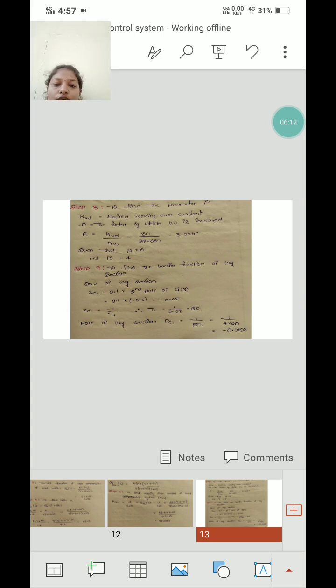Next step 9. To find the transfer function of the lag section, the zero of the lag section, Zc1, is equal to 0.1 into the second pole of G(s), which is 0.1 into minus 0.5. Then we get minus 0.05. Zc1 is equal to minus 1 by T1. Then T1 is equal to 1 by 0.05, which is 20. Pole of the lag section Pc1 is equal to minus 1 by beta T1, which is minus 1 by 4 into 20, equal to minus 0.0125.